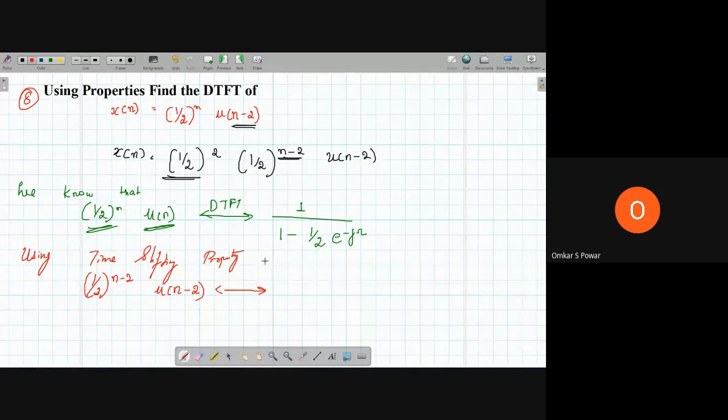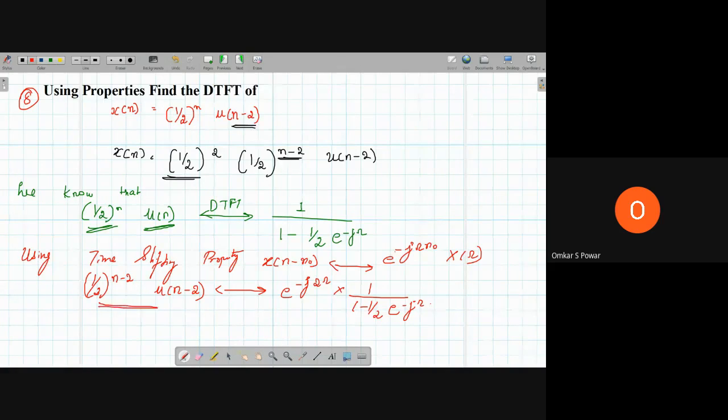First, let me write the time shifting property for you so that you will not get confused. x[n - n0]: if you shift in the time domain, what you have to do? You have to multiply by the exponential e^(-jωn0) in the frequency domain, times X(ω). So n0 is 2 here: e^(-jω·2) times X(ω), which is 1 by 1 minus half e^(-jω).